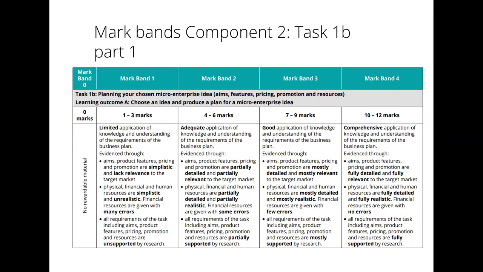Right, very similar approach here. If you look at the traits for the first part of task 1B, this is looking at aims, features, pricing, promotion, and resources in the business plan. The descriptors are the same. For markdown one, it's things like limited, simplistic, unrealistic. For markdown two, it's adequate, partially detailed, partially relevant, partially realistic, and so on. Markdown three, it's good: mostly detailed, mostly relevant, mostly realistic. And then of course, markdown four: comprehensive, fully detailed, fully relevant, fully realistic, and so on, fully supported. As you can see, those descriptors do not change.